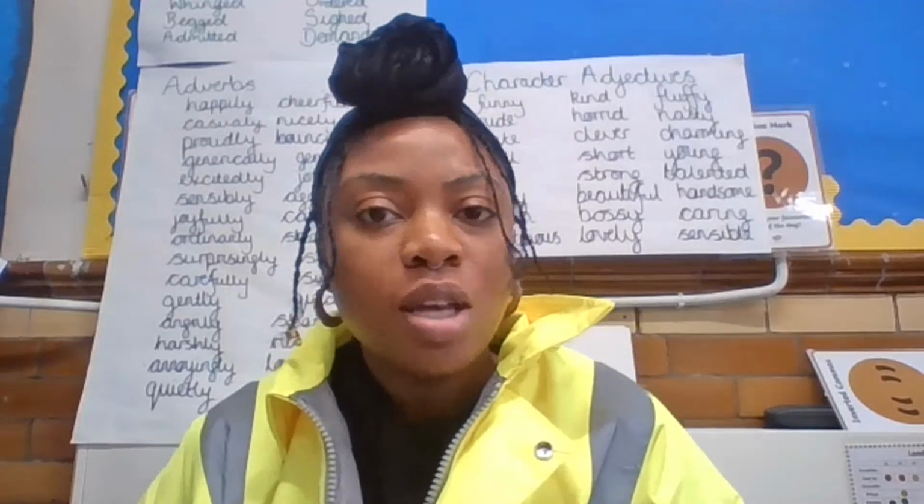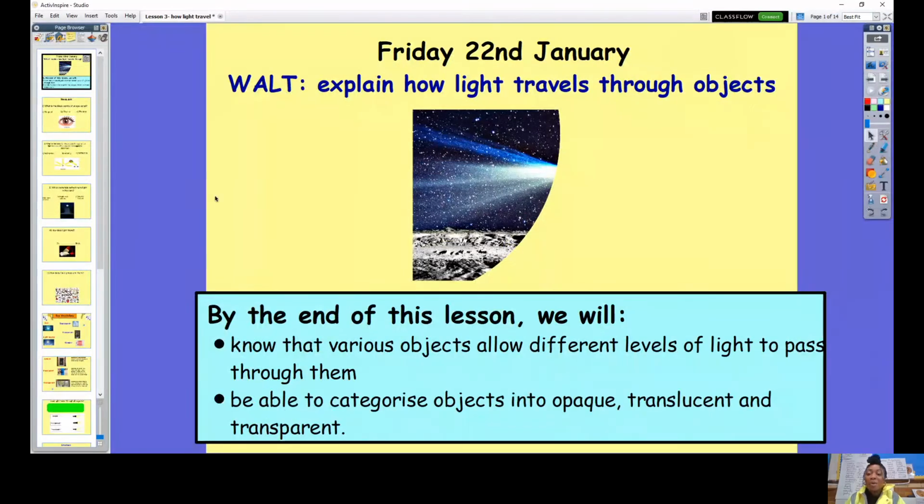Today we have a very exciting experiment that we are going to be conducting, and it is going to be testing to see whether objects are opaque, translucent, or transparent. So let me welcome you into my lab and share my screen without further ado so that you can get joined in. Today we are going to explain how light travels through objects.